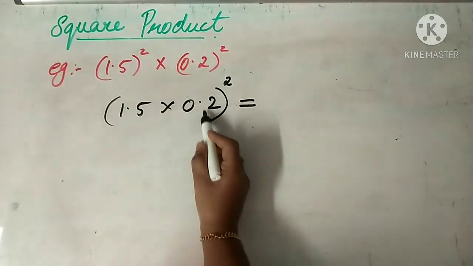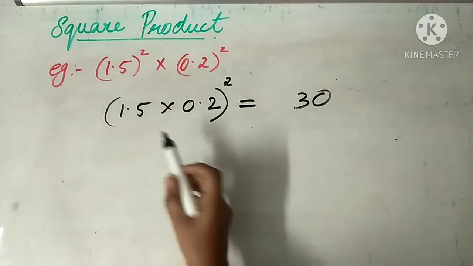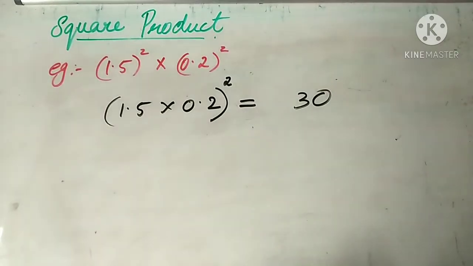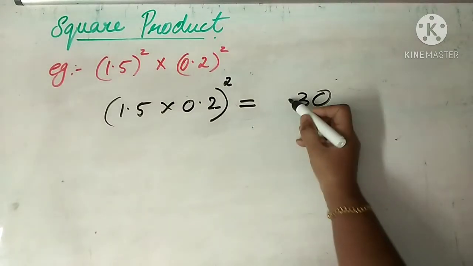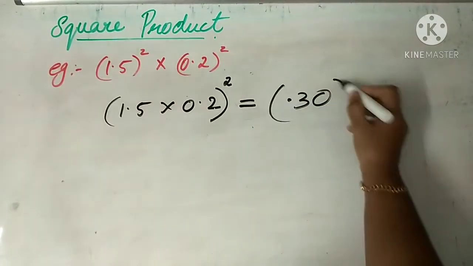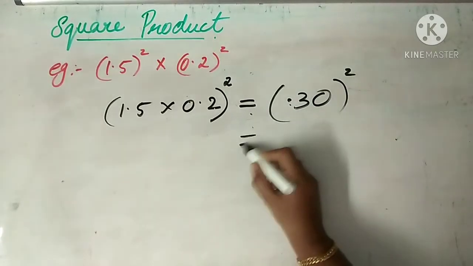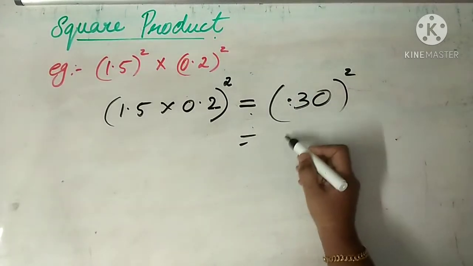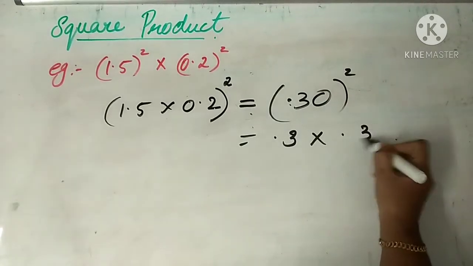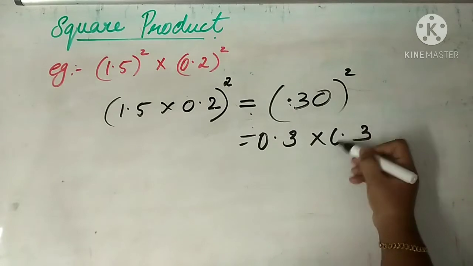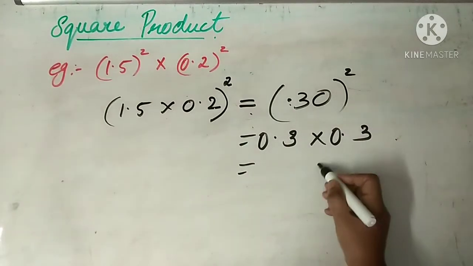So 15 into 2 is equal to 30. We have to count the number of digits after the decimal point: 1, 2. So after 2 digits, we have to put the decimal point. That is equal to 0.30 whole square. 0.30 we can write as 0.3 itself. So that means 0.3 into 0.3, that is equal to 3 3s are 9.